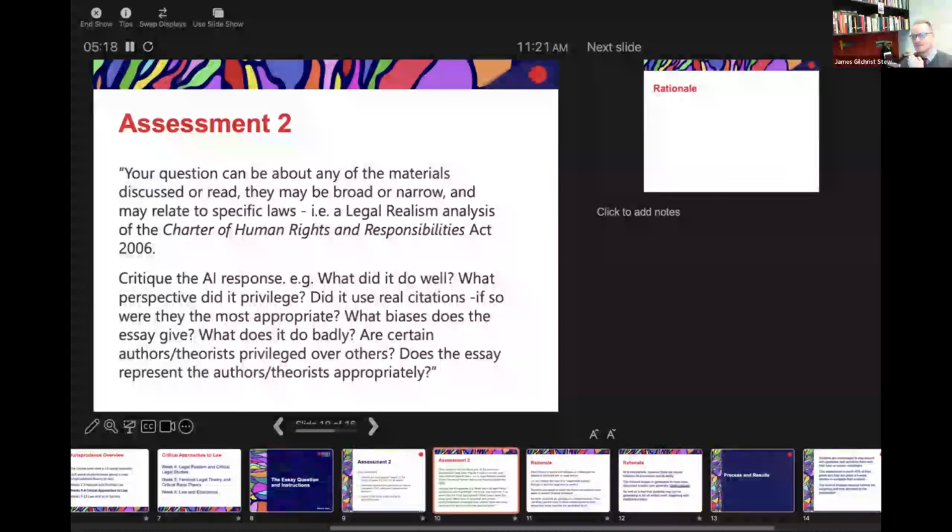I don't think that's useful. So what's it done well? But we need to look at the perspectives it's privileged as well. So which author is it presenting? Which approach is it arguing is stronger or better if you're doing a comparative analysis?